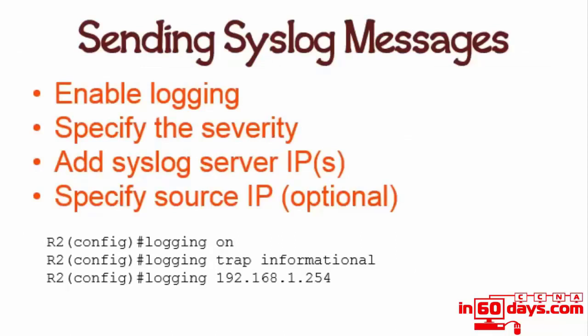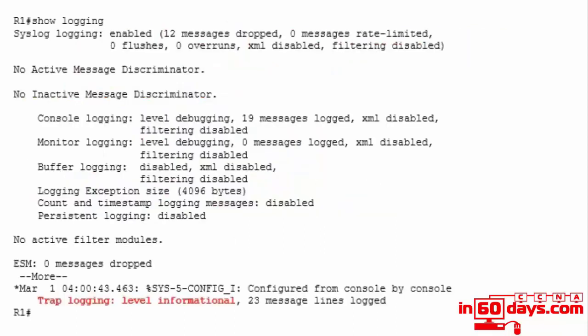To send Syslog log messages, you need to enable logging, which is actually enabled by default. I've shown you the command in case anyone ever turns it off. Specify the logging severity. You add the Syslog server, you can have one or more IPs, and if you wish you can specify the source IP that the logging messages are coming from. You can always issue the show logging command on your router, which shows you the current logging level, and I've indicated in red at the bottom the level that's configured.